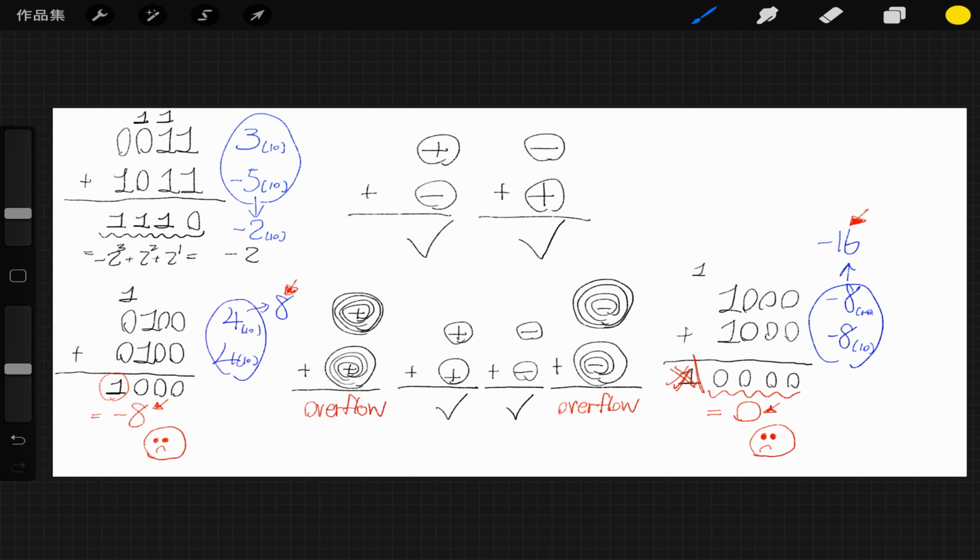So let's sum up. In conclusion, in the future, if you are adding two numbers in 2's complement, and they both have the same signs, you should be very careful about overflow, because if that happens, you will get a result you are not expecting to get.